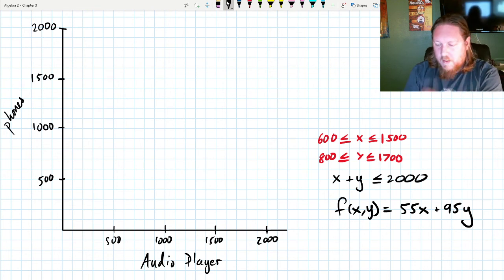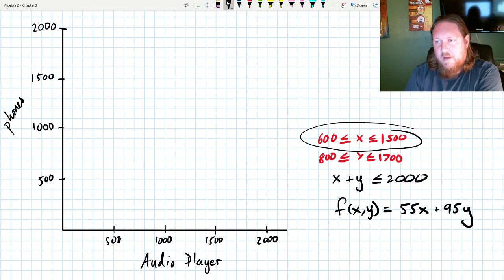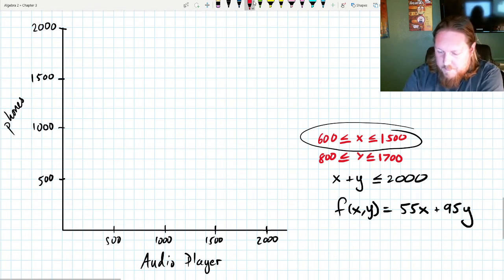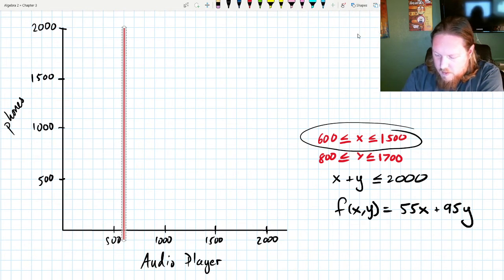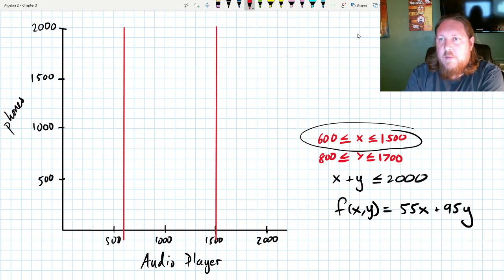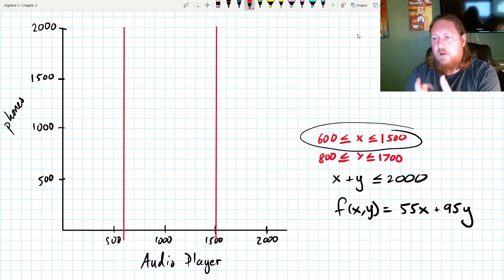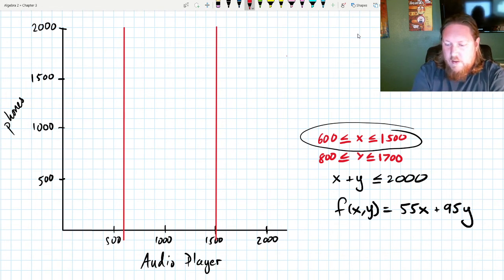Okay. Now, we have a pair, like a compound inequality with the X values. So that's giving me my vertical lines for my audio players. And I'm actually going to draw it with the straight line tool. It's going to go straight up here. And we do that again at 1,500. So there we go. There is my unbounded region for just the audio players. It has to be between those two lines.